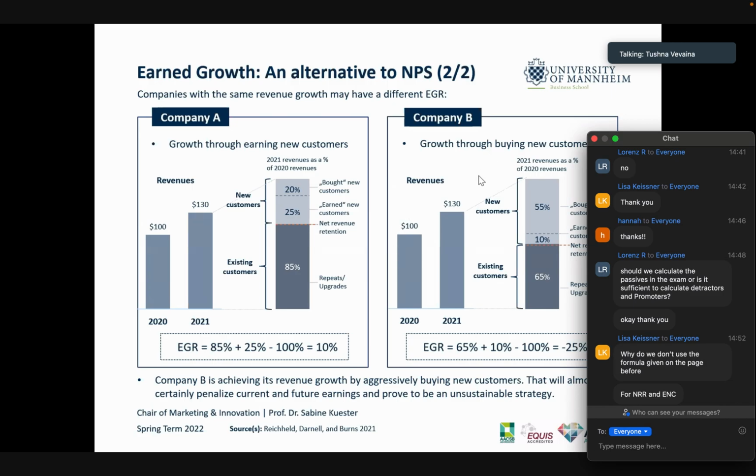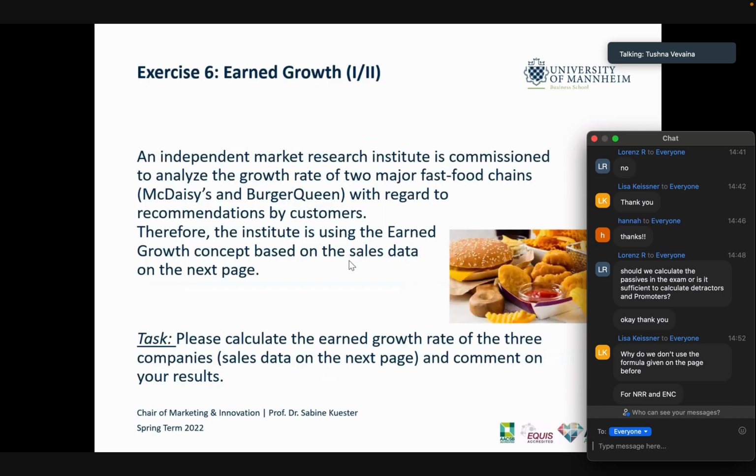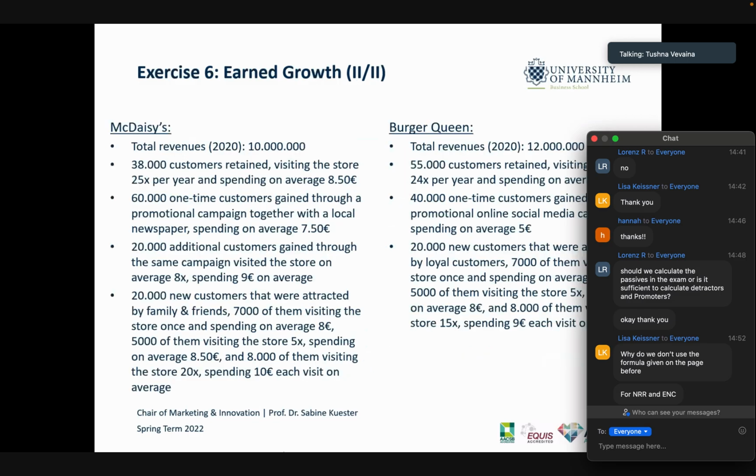Then let's move on to the exercise that you all were given. For this exercise, you are asked to calculate the earned growth rate for the companies McDaisy and Burger Queen. I think there's a typo here. It's not 3 companies, it's these 2 companies that you have been given. You're asked to calculate the EGR for McDaisy and Burger Queen, and you're given a set of statements.